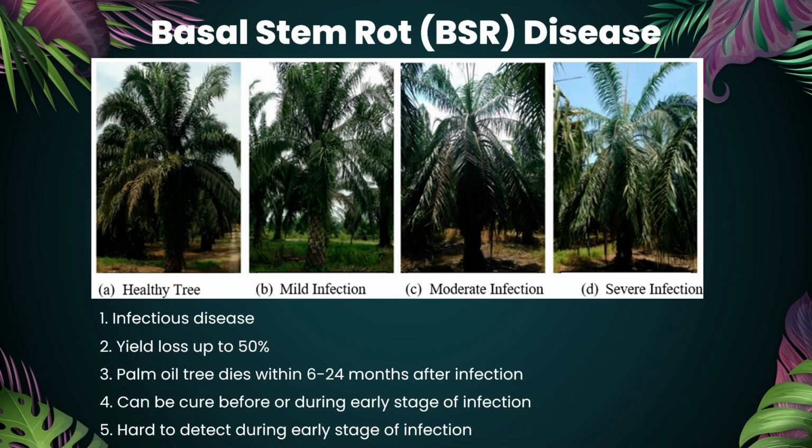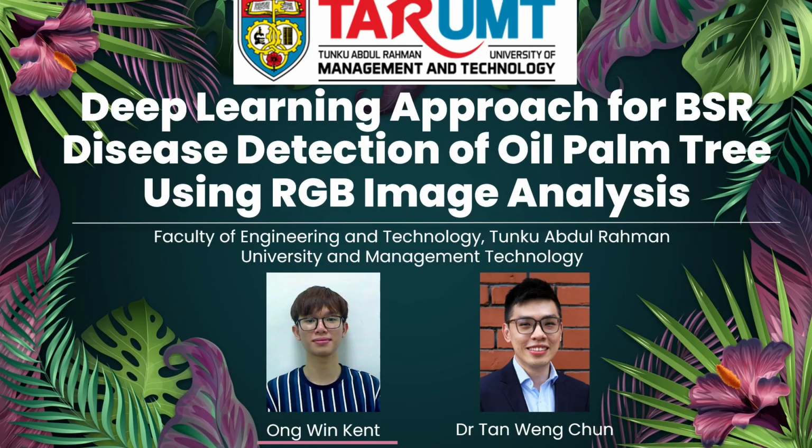However, the oil palm tree community is facing a very serious infectious disease, namely BSR disease, which can cause yield loss of up to 50%, and the infected tree can die within 6 to 24 months. It can be cured during the early stage of infection, but it is very hard to detect at that stage. Hence, it drives us to present our research on a deep learning approach for BSR disease detection of oil palm trees using RGB image analysis.